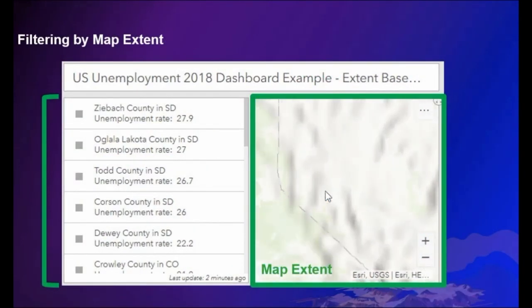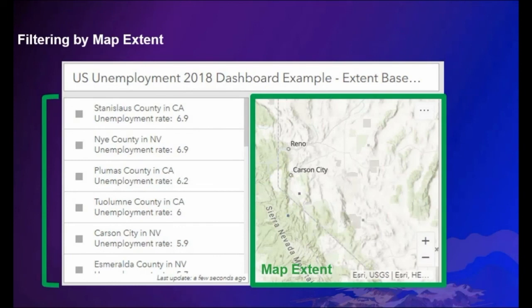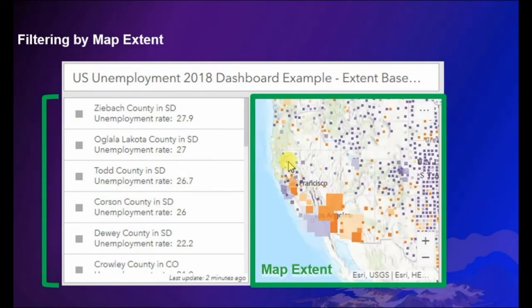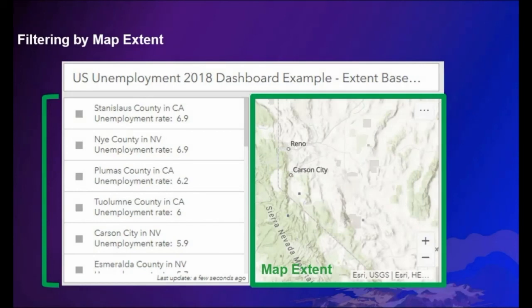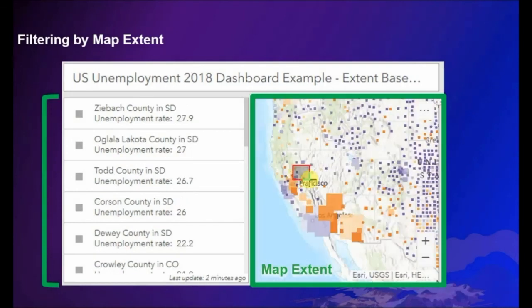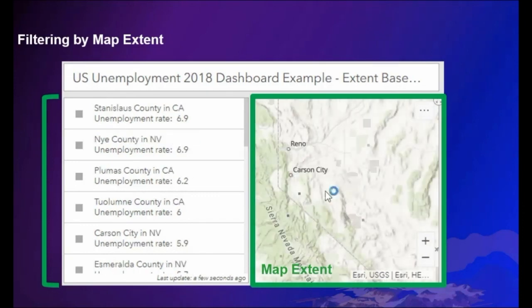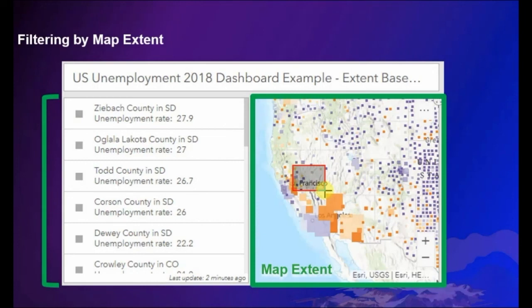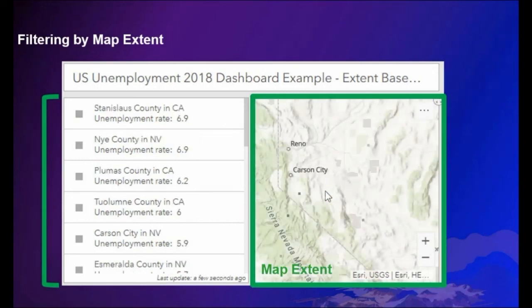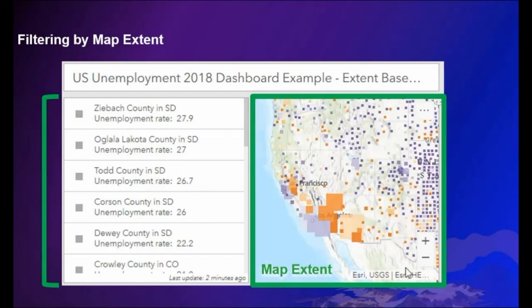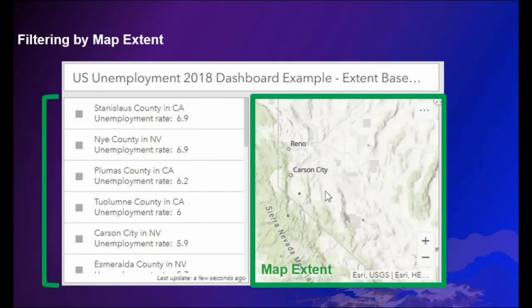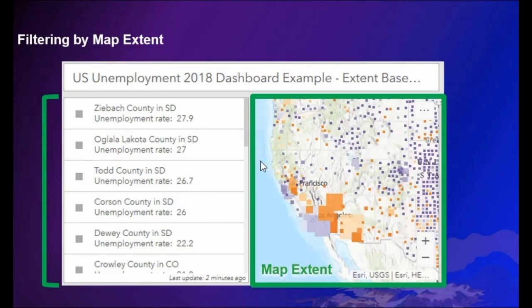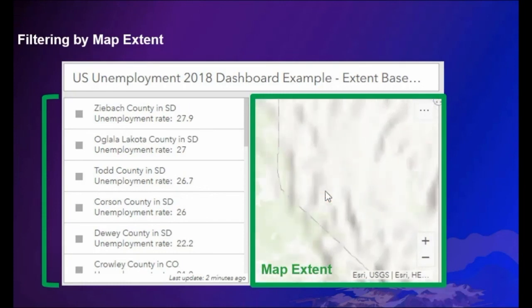First, let's look at this example of filtering by map extent. In this example, watch the list on the left-hand side. Each time the user zooms in, the map extent, shown here with a green box, changes and the list adjusts in response. This list is filtering by map extent, dynamically returning only those features which are in the map extent each time the map is moved.